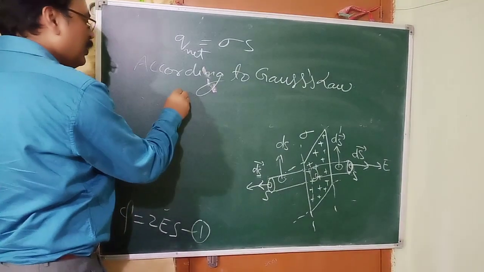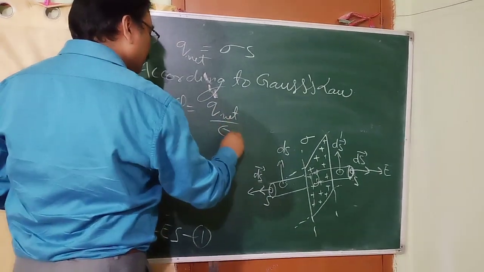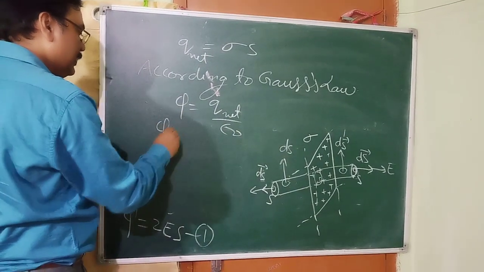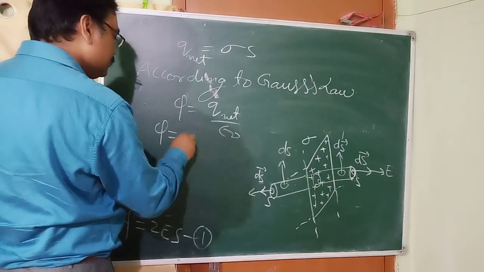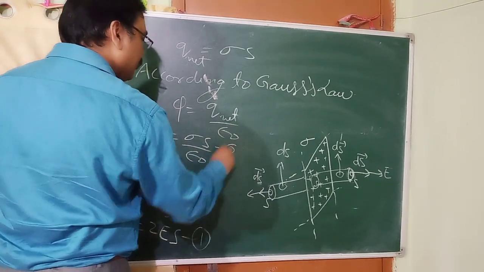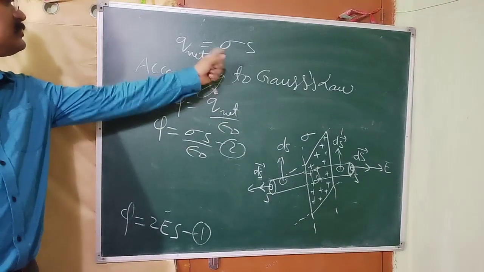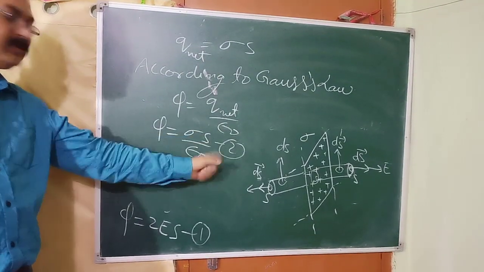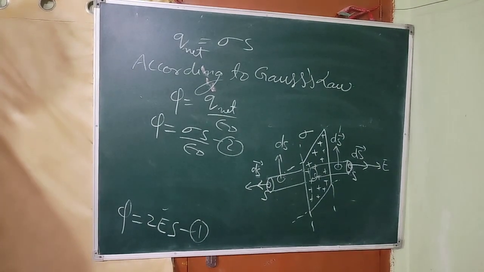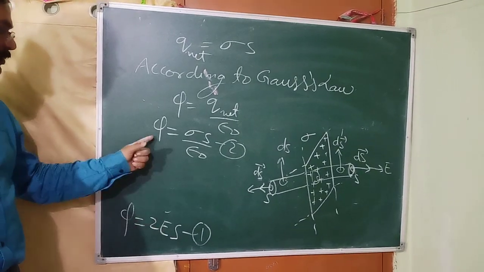what we know? We know phi is equal to Q net upon epsilon naught. So, here phi is equal to Q net, which is how much? Sigma S upon epsilon naught. That's what we get. This is our equation number 2. So we got the flux, and we have two equations of flux. Both are the same, so we can equate them.